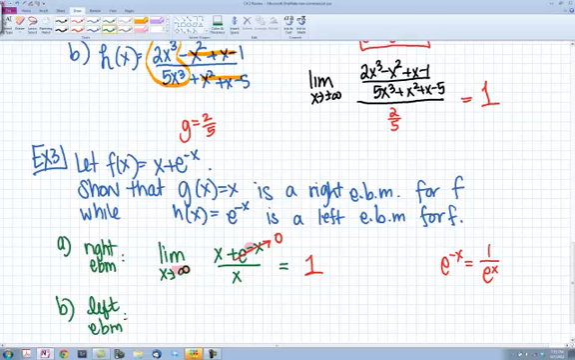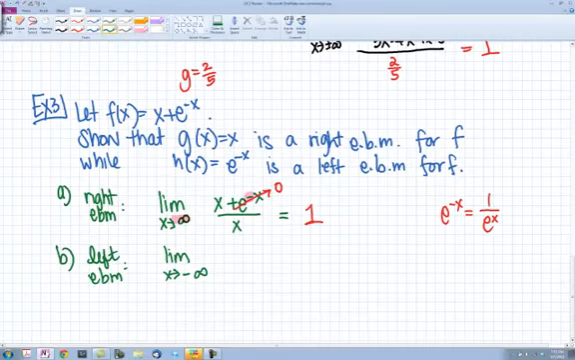What about the left end behavior model? Let's show this one. This time the limit is going to be approaching negative infinity because it's going to the left-hand side. So we need to compare x plus e to the negative x and show that when we divide it by e to the negative x, we also get 1.